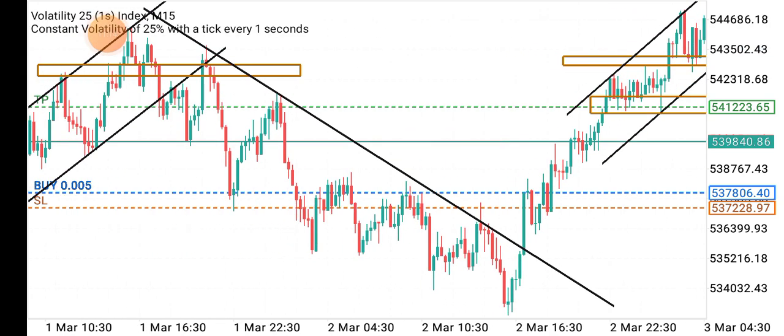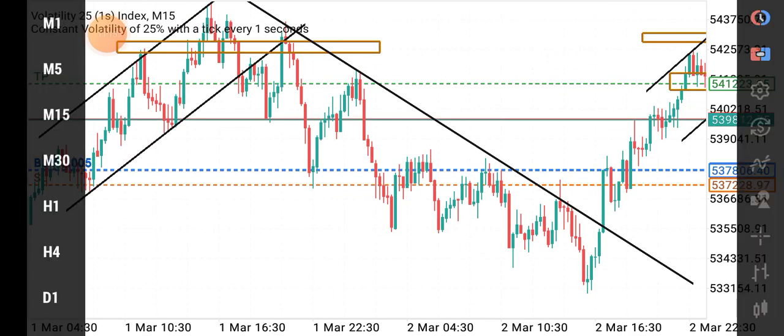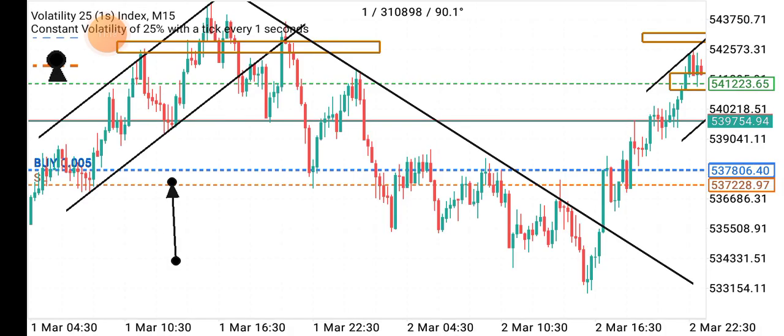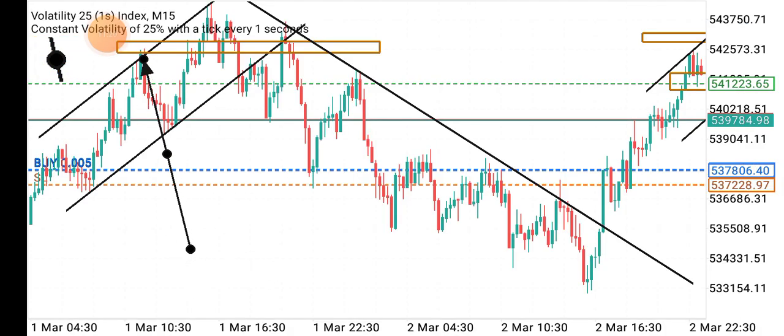Then this one also, you can see there is a head and shoulders pattern here, a strong reversal pattern. This I can call the left shoulder. This is the head, and this is the right shoulder.